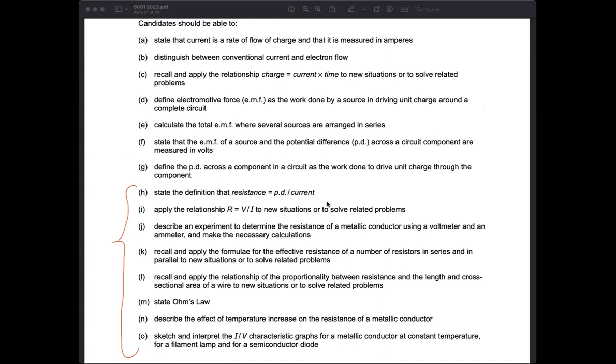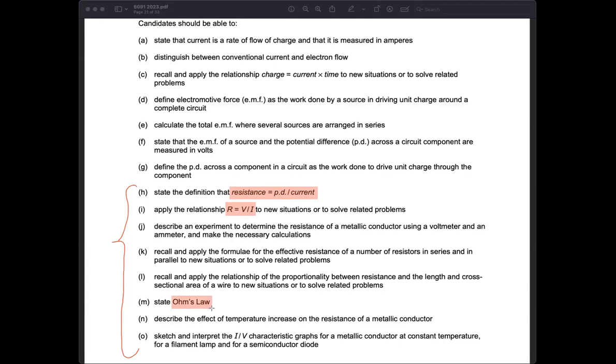Okay, so for a start, the third formula that you all need to remember will be this. Resistance is the potential difference divided by current. So this is exactly the same as this: R is equal to V divided by I. This formula R equal to V divided by I is also the same as Ohm's law.